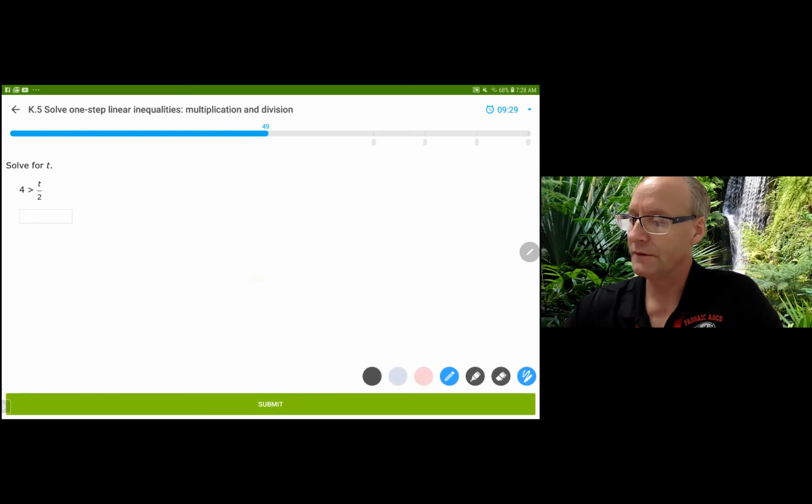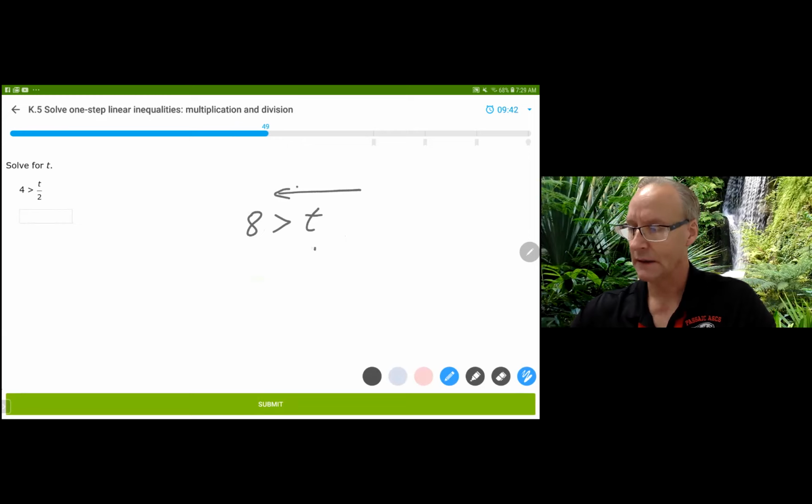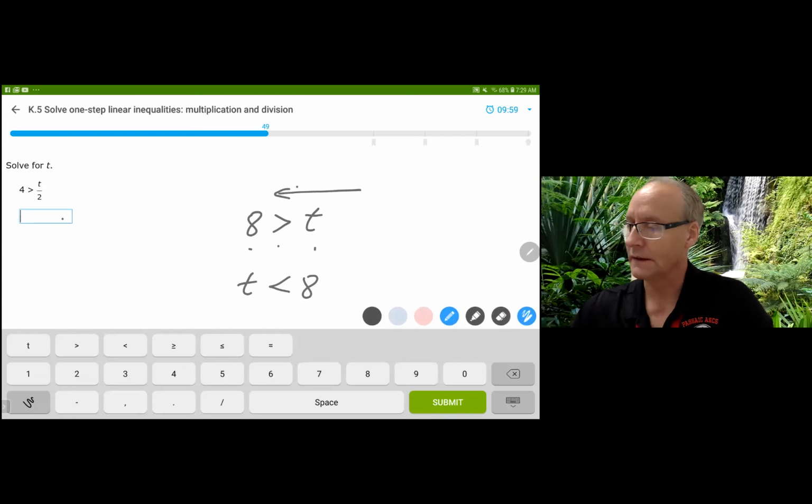So I'm going to multiply by 2, and I'm going to get 8 is greater than t. That's how you read this. Now, I could also read it the other direction, which says t is less than 8. And I can rewrite it this way. It doesn't matter which one you put. You can test it by putting in 0, for example, and we can see that 0 is less than 4, or 4 is greater than 0. I'm going to put in the second one. T is greater than 8, and keep going.